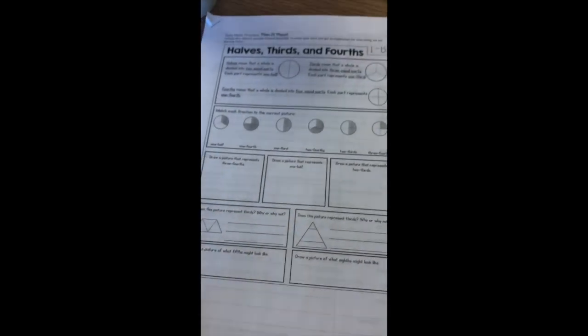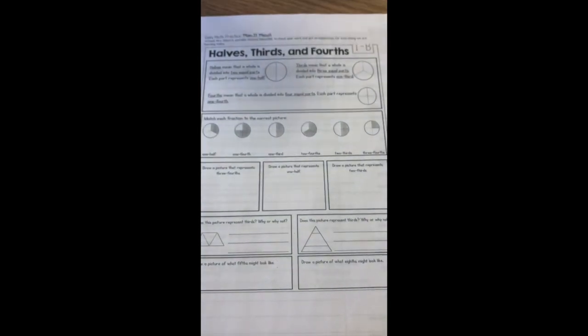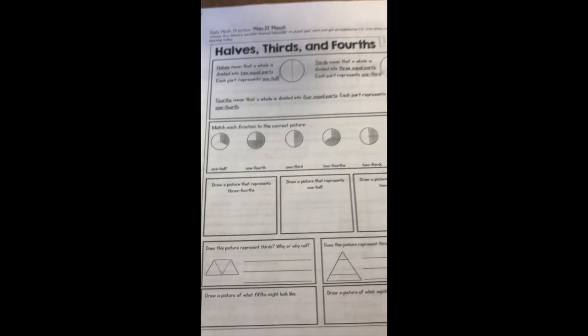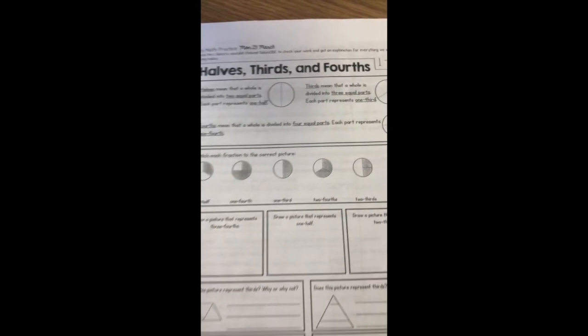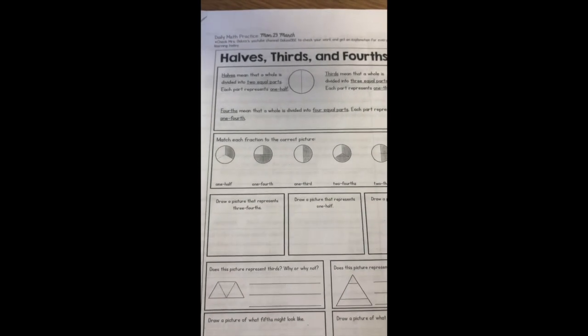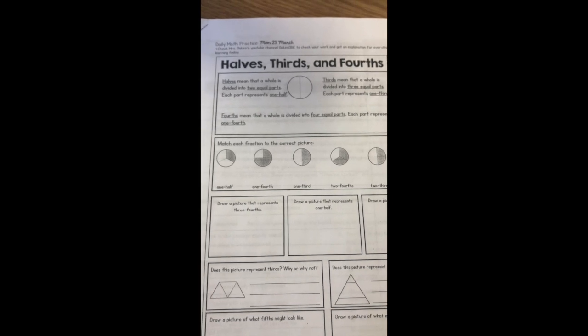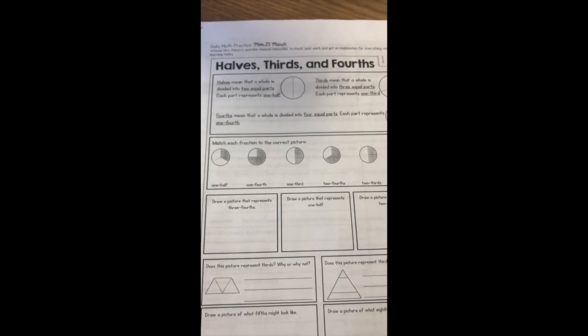Now, this is review of fractions. And fractions are something you do every year. We're going to start reviewing them right now. So we're going to read, it says halves, thirds, and fourths. Halves mean that a whole is divided into 2 equal parts. Each part represents 1/2.